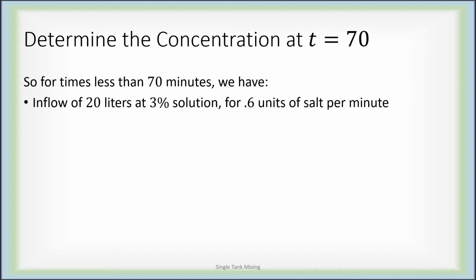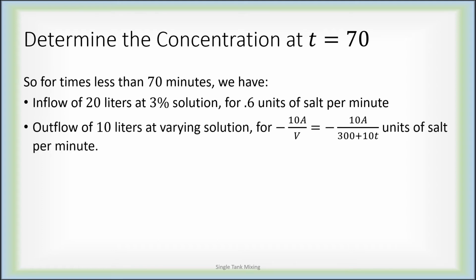Up to 70 minutes, what's happening? Salt water is flowing in at 20 liters of 3%, converting things into amounts rather than concentrations. That is 0.6 units of salt flowing in every minute. But what's flowing out? Well, 10 liters is flowing out, but what's the concentration flowing out? The concentration flowing out is the current amount divided by the current volume. The current amount is what I really want to solve for, but the current volume I actually know quite explicitly.